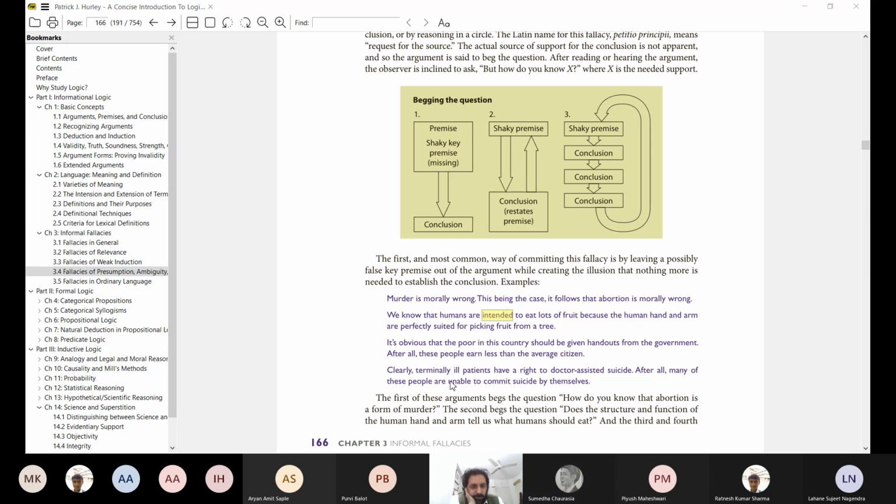Yeah, Sumedha. Maybe the bridge question is: are we intended to eat everything that we can pick perfectly with our hand, or whatever falls in the grip of our hand? That might be the bridge question. Yeah, I think we could either make that the shaky key premise, or I like that, in a way, Aryan pointed towards the generalization of that.